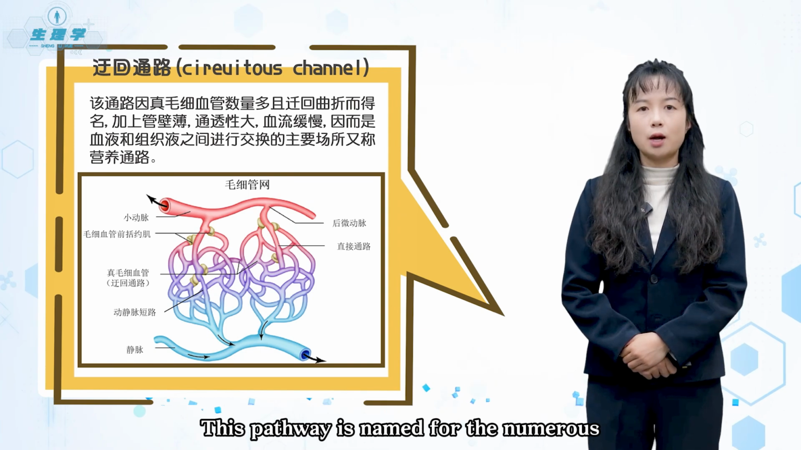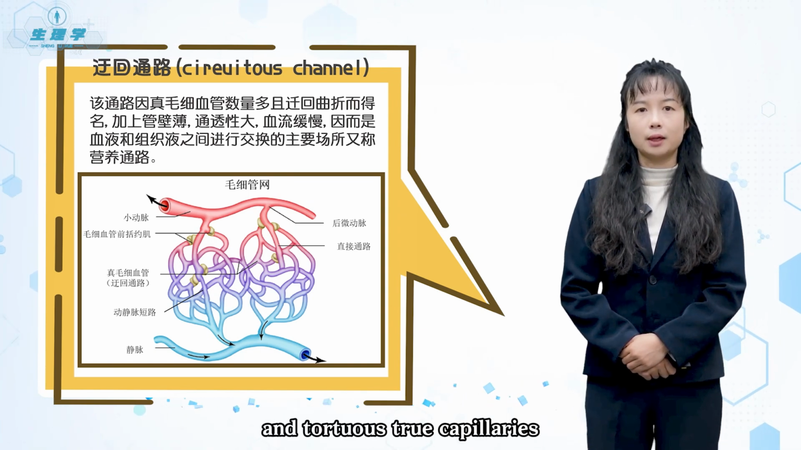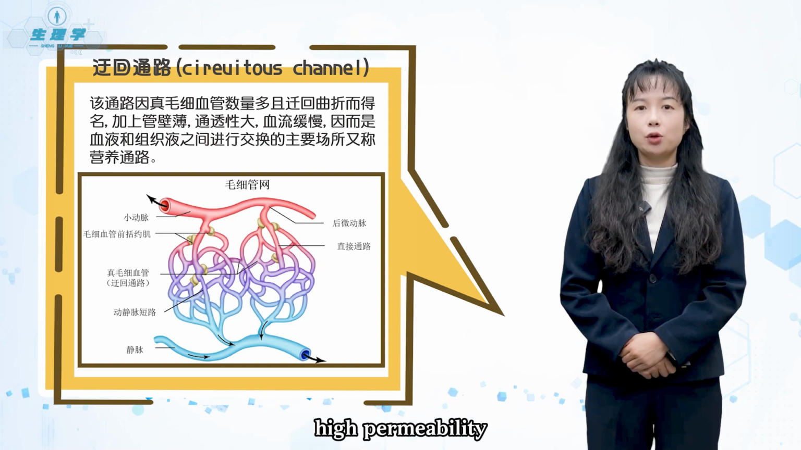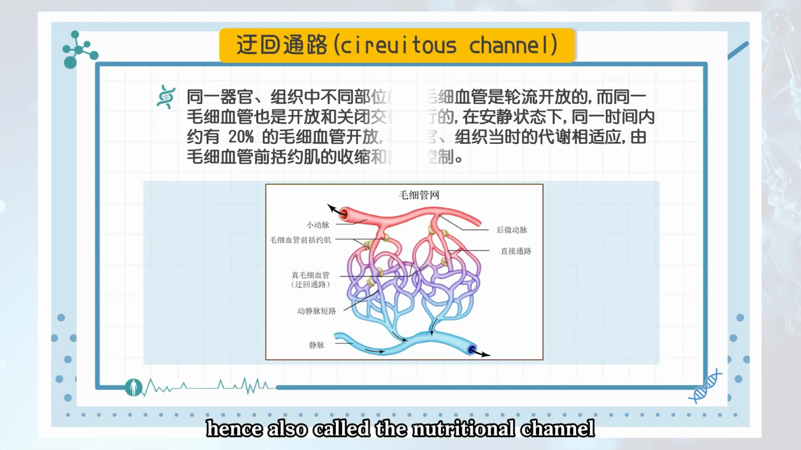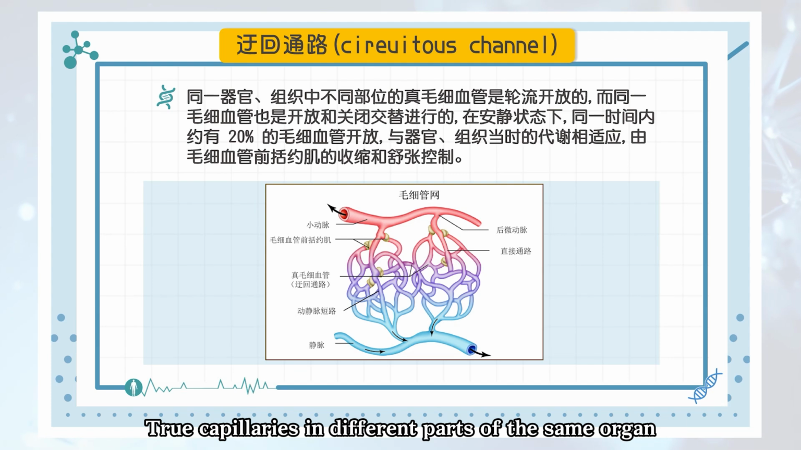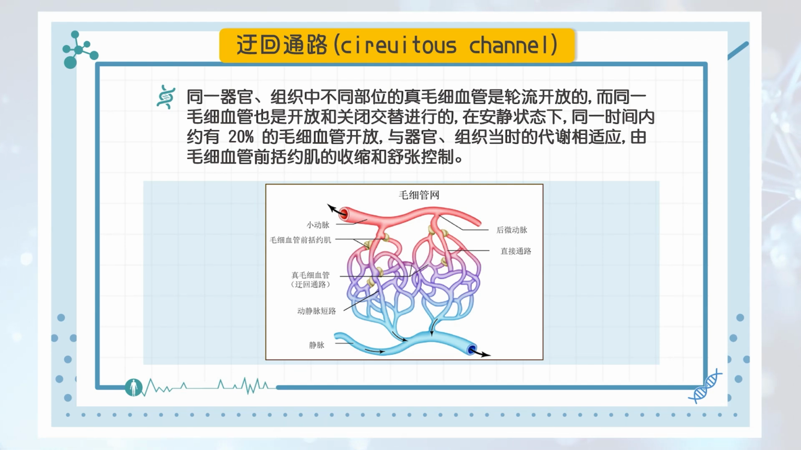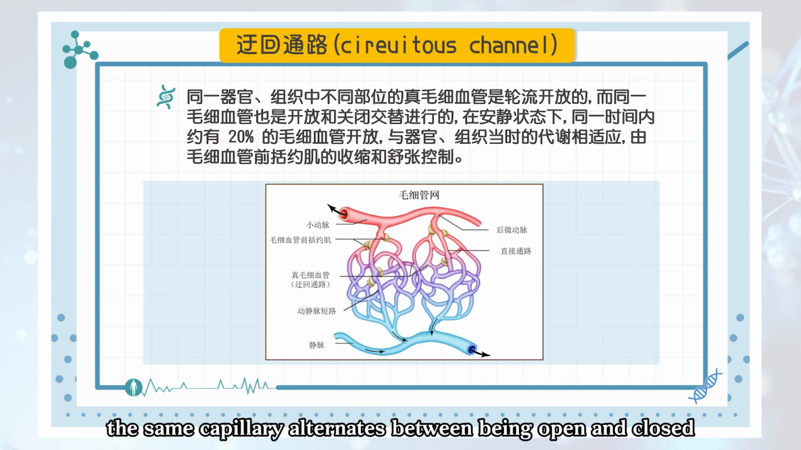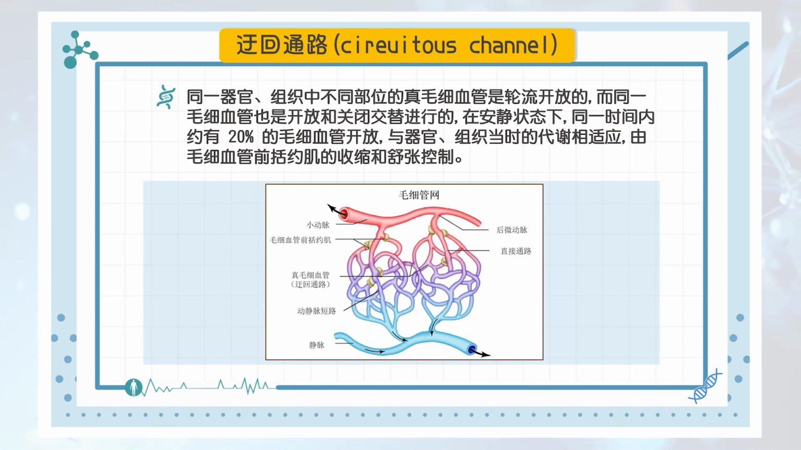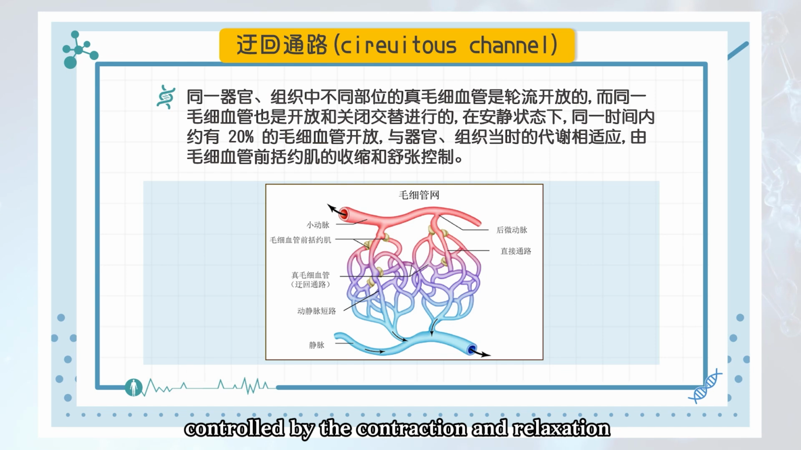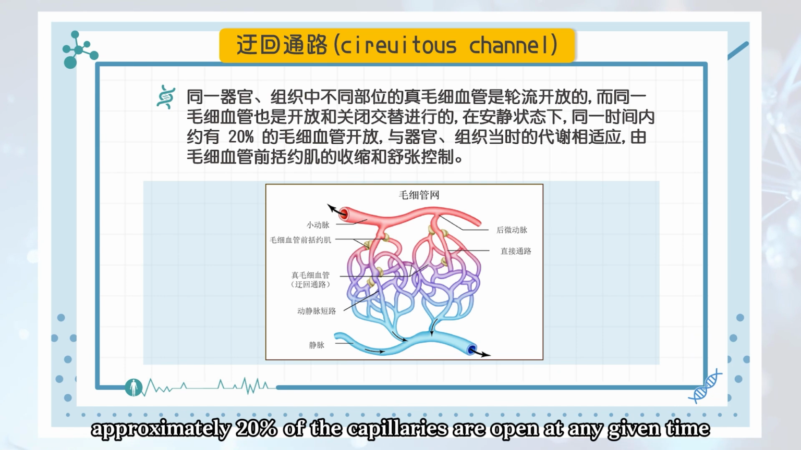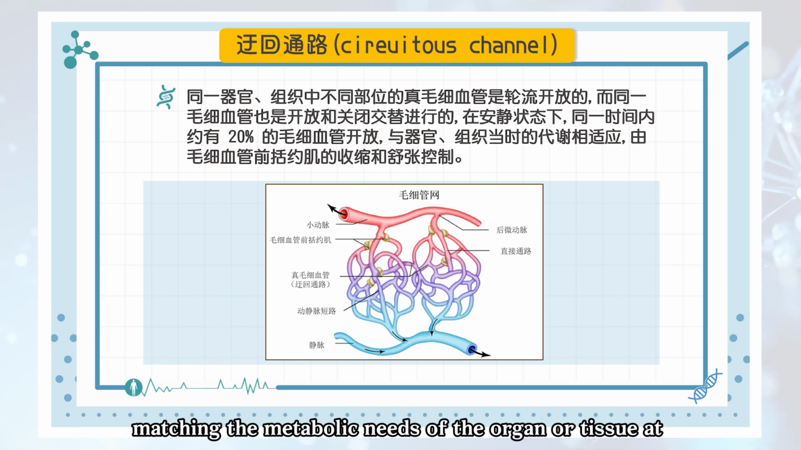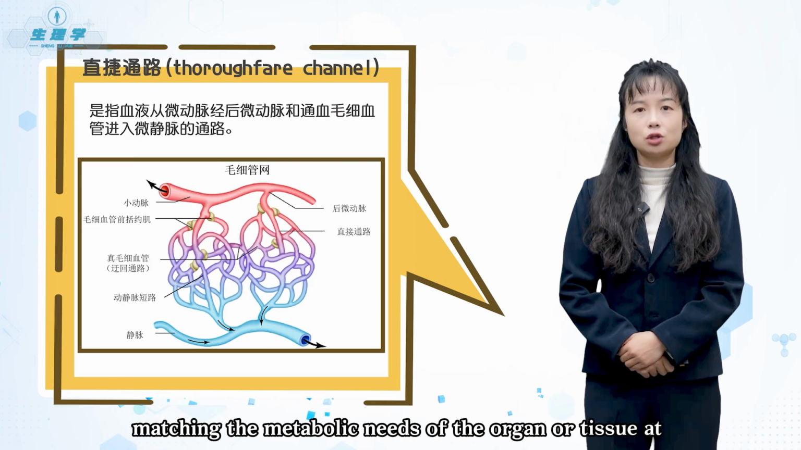This pathway is named for the numerous, winding, and tortuous true capillaries, coupled with thin walls, high permeability, and slow blood flow. It is the primary site for exchange between blood and tissue fluid, hence also called the nutritional channel. True capillaries in different parts of the same organ or tissue open alternately. Furthermore, the same capillary alternates between being open and closed, controlled by the contraction and relaxation of the precapillary sphincter. At rest, approximately 20% of the capillaries are open at any given time, matching the metabolic needs of the organ or tissue at that moment.